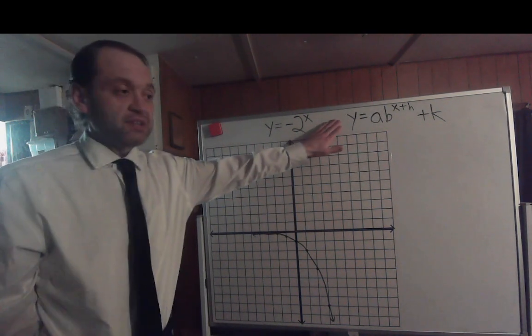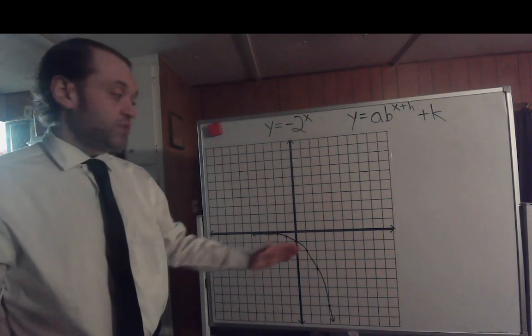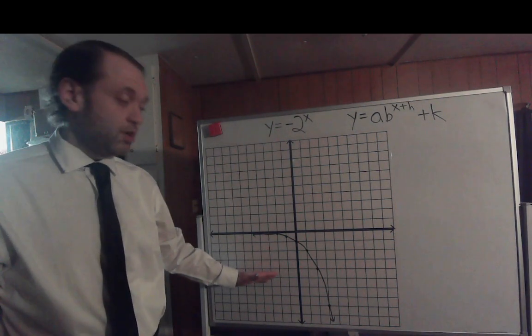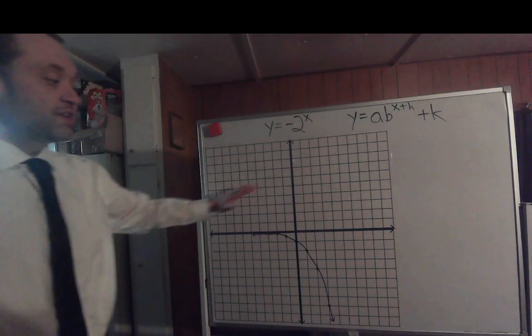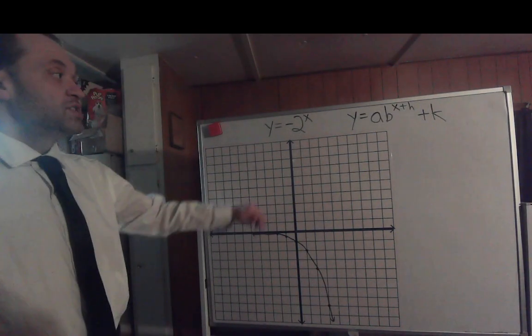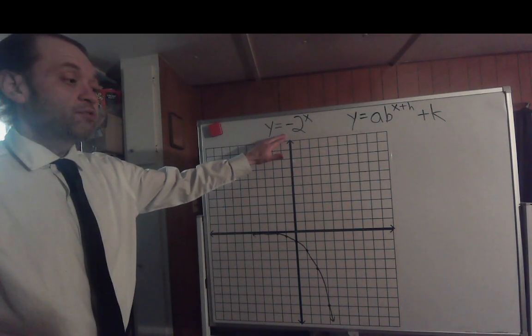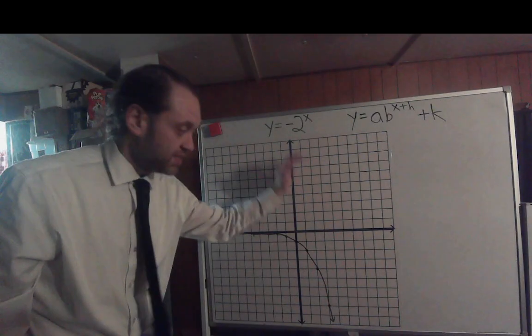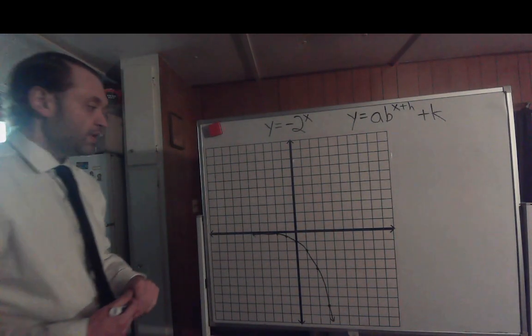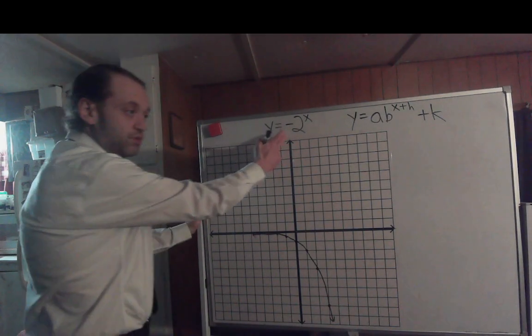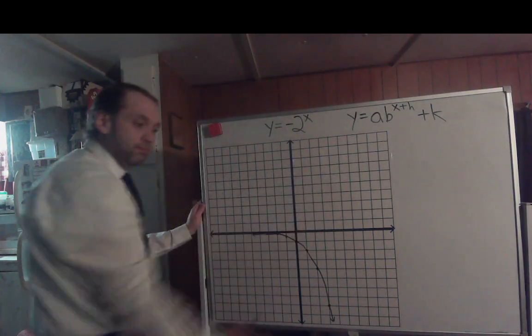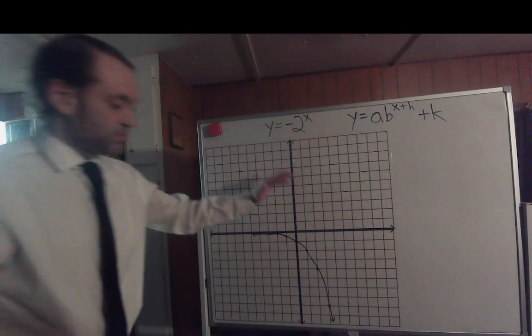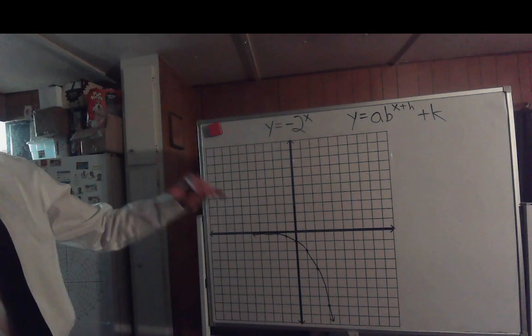So notice you have no plus k. You have no plus outside of this exponent. That tells you that your horizontal asymptote is still 0. The only difference is with this negative coefficient, you've reflected everything across the x-axis. So if you have a negative coefficient, that reflects the graph; it uses the x-axis as a mirror. Where the original, if it were positive 2 to the x, it would be going up like this, right? So we've just reflected everything across the x-axis.